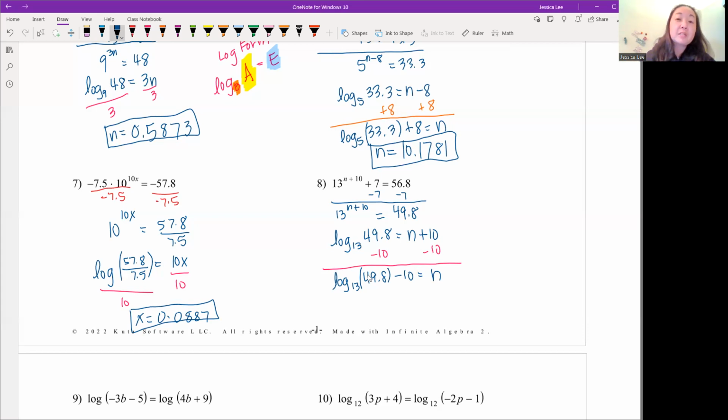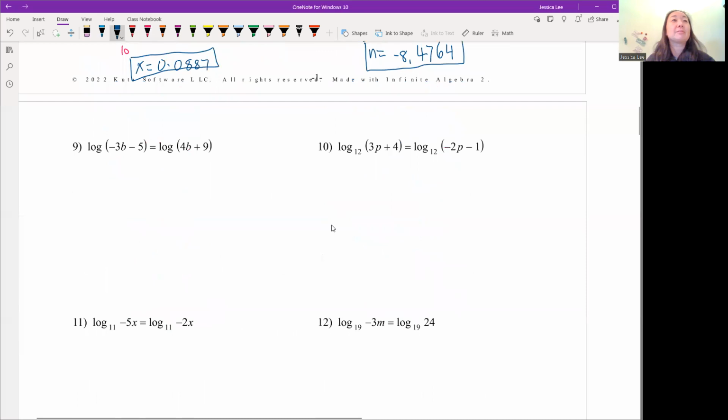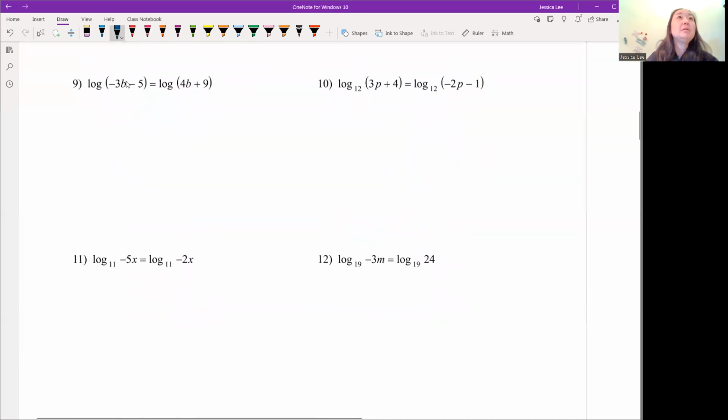But anyways, the 10 was definitely outside of the parentheses. And I got the answer of n is equal to negative 8.4764. The next number is a 7. There we go. And again, we do not have to check for extraneous answers or solutions because there are no restrictions for exponents. Right, now onto logs.